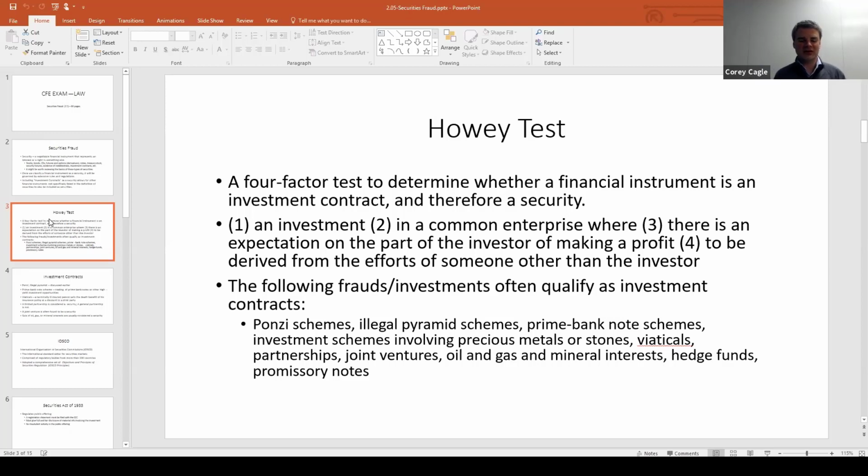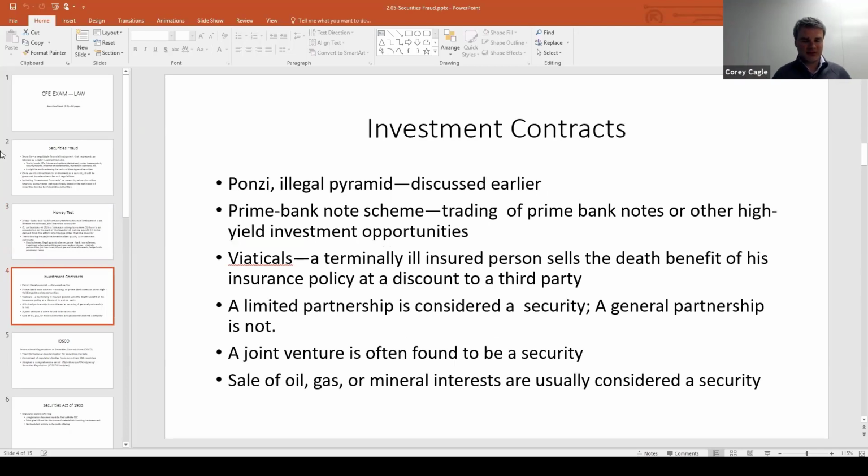And that gives us the ability to classify Ponzi schemes, right? It's an investment in a common enterprise. They're expecting a profit, and it's going to be derived from efforts of somebody else. Pyramid schemes, prime bank note schemes, investment schemes involving all this other stuff, partnerships, joint ventures, pretty much anything they want to classify, right? So again, here they are in the bigger bullet points to talk about what some of the oddball things are. We already know what Ponzi and pyramids are, so we don't need to talk about that again. Prime bank note scheme, you know, trading those things.